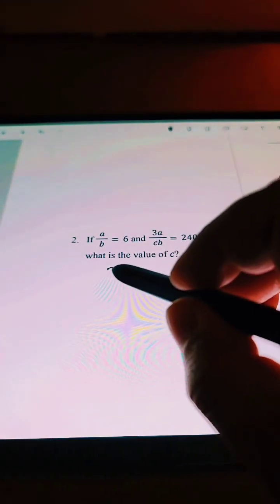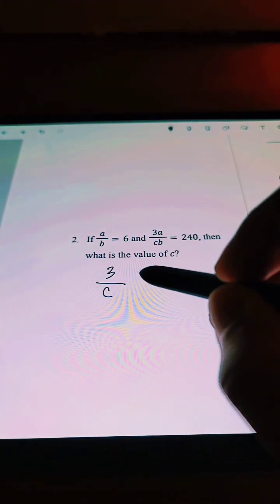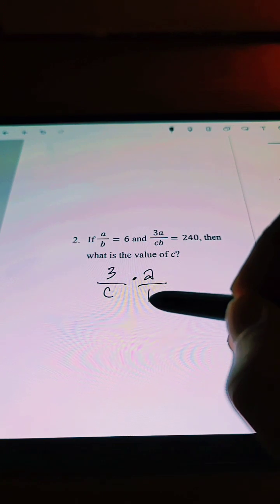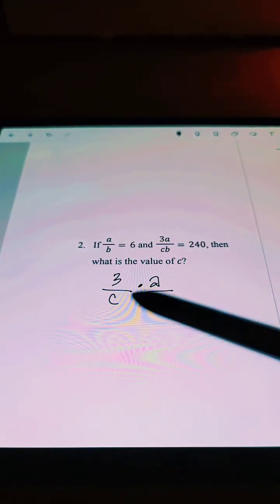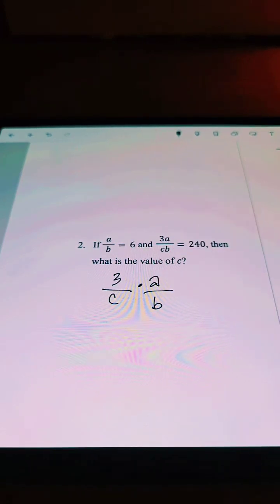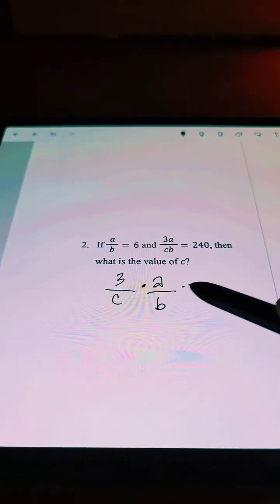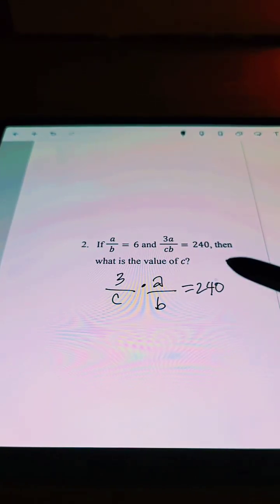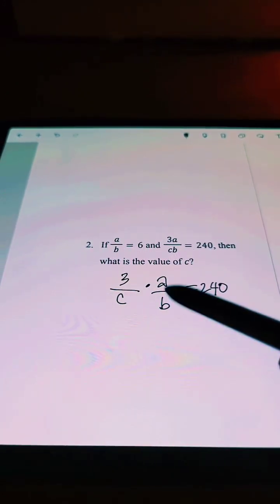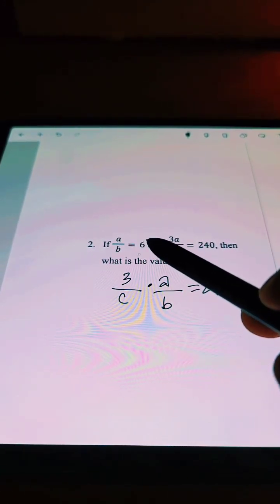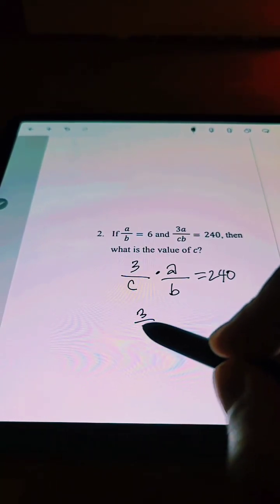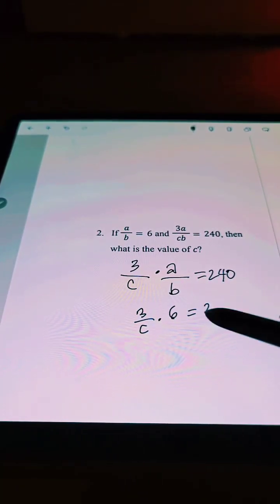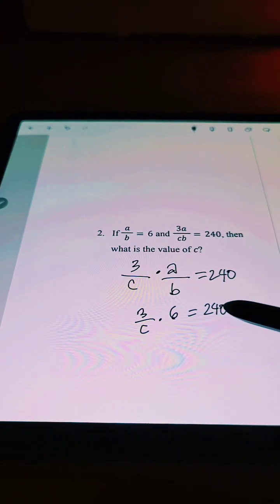I can rewrite it as 3 over C times A over B. That's kind of just what the precursor to that is. Like if I multiply this together, I get that. So it's the same thing. And that has to equal 240. Now I have A over B by itself, so I could say, oh, I know that that's equal to 6. I can replace that with a 6. So now I have 3 over C times 6 is equal to 240.